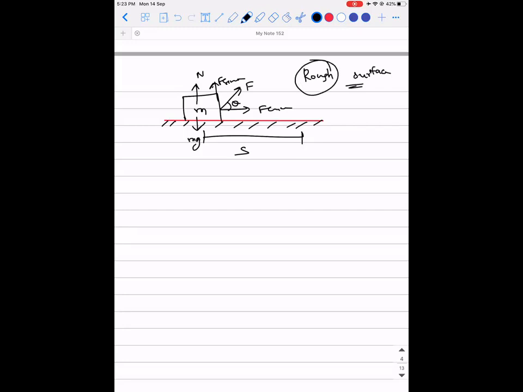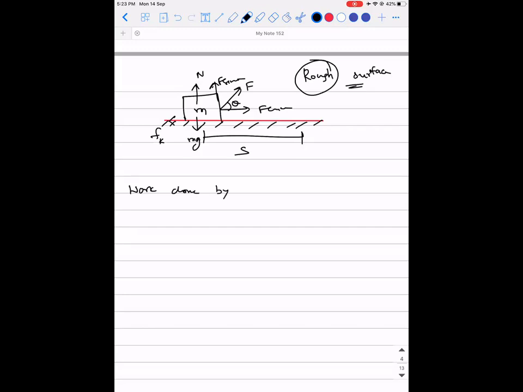Sir, there will be friction, sir. Yes, there will be a frictional force that is acting in the backward direction. There is obviously going to be a kinetic friction. Am I right? There is going to be kinetic friction.